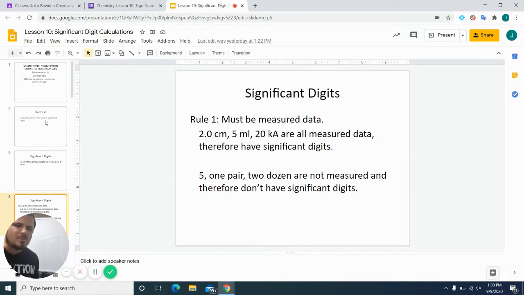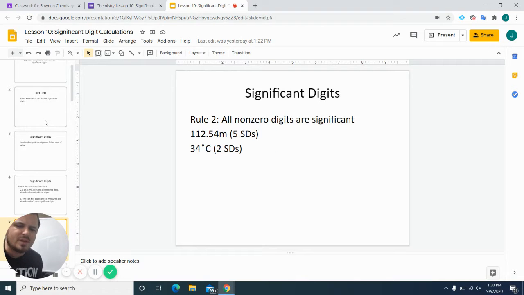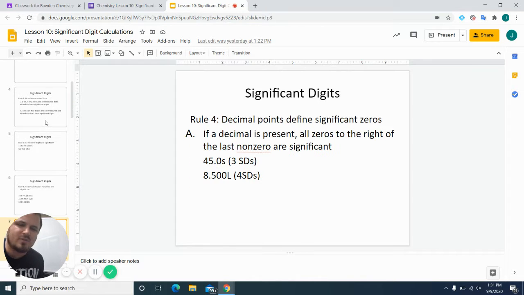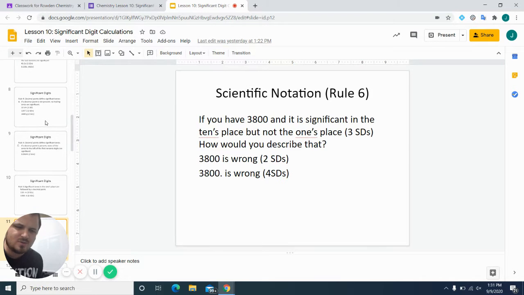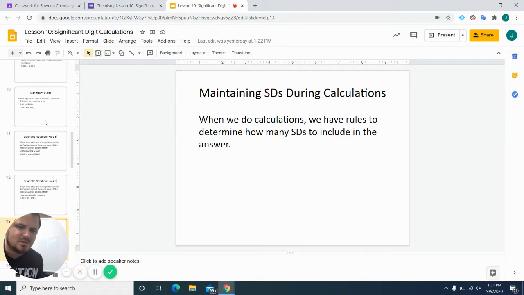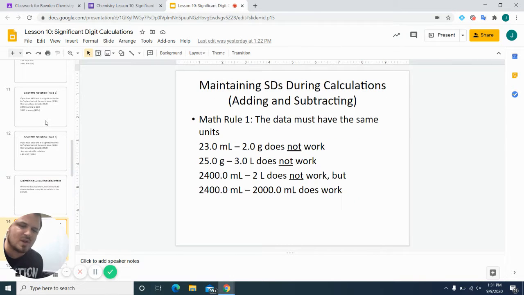So I'm not going to take time to do this. Slow it down. I would pause it, go through the PowerPoint. If you're not familiar with the rules of significant digits, review them again. Make sure that you feel solid on significant digits. And when we do calculations, there's 4 rules to keep track of.